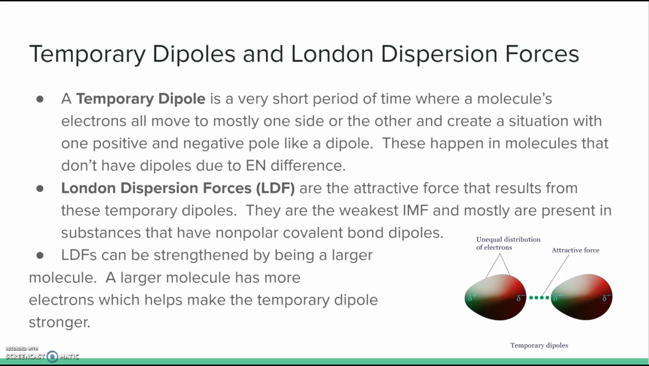London dispersion forces, or LDFs, are the attractive force that results from these temporary dipoles. These are the weakest IMFs, and mostly are present in substances that have nonpolar covalent bonds. LDFs can be strengthened by being a larger molecule. A large molecule has more electrons, which helps make the temporary dipole stronger.